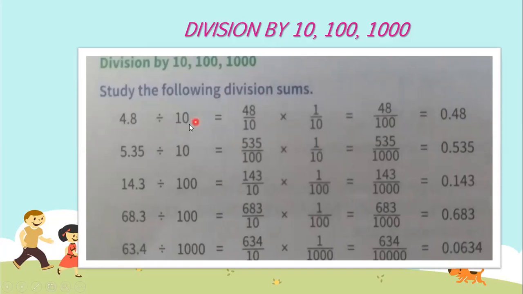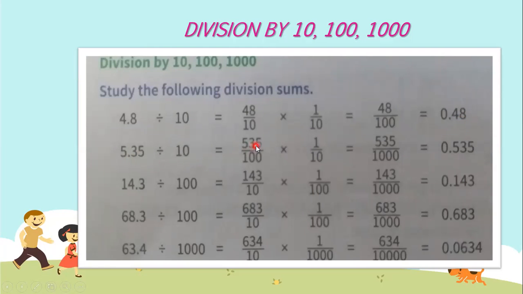See here, study the following division sums. 4.8 divided by 10. So this decimal number you are dividing with 10. If you remove the point, 48 by 10, and dividing by 10 means into 1 by 10. So it will come 48 by 100. Then for 100, 2 places from the right. So that means 0.48.